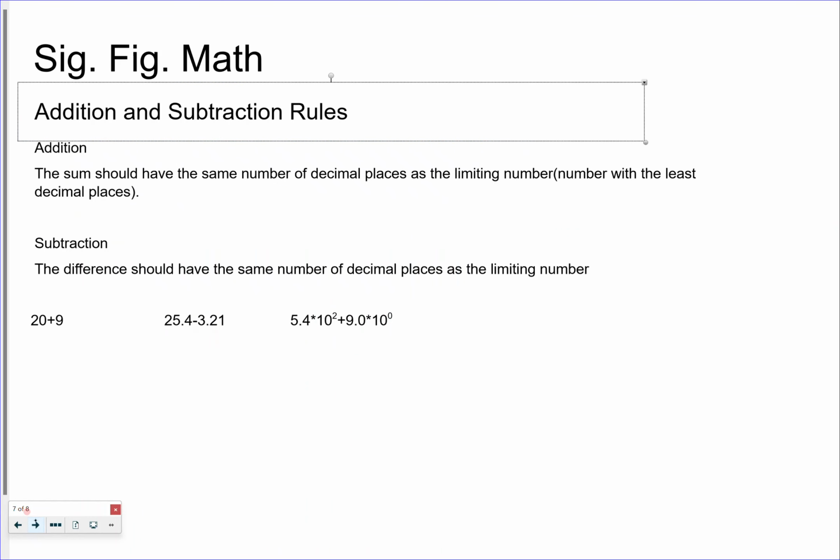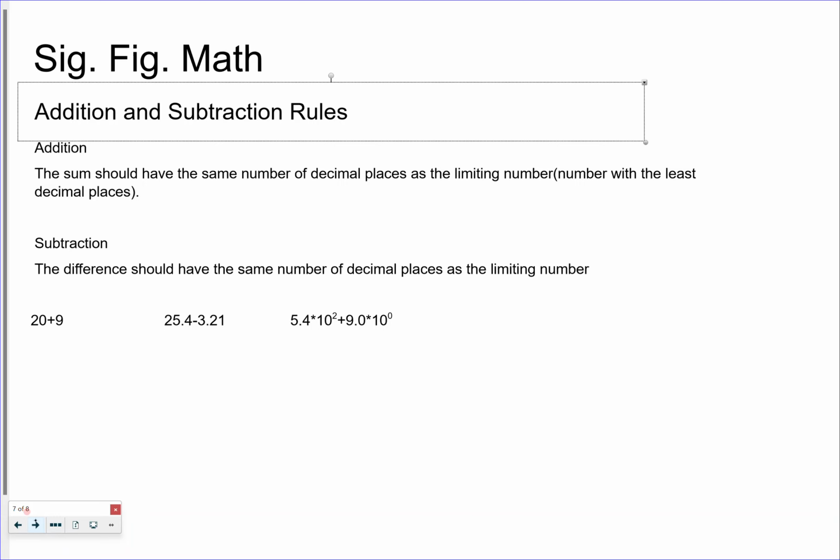So now it's time to get into the math. Addition and subtraction rules are very similar to each other. The rule for addition is that the sum should have the same number of decimal places as the limiting number, which is the number with the least amount of decimal places. And for subtraction, the rule is the difference should have the same number of decimal places as the limiting number.